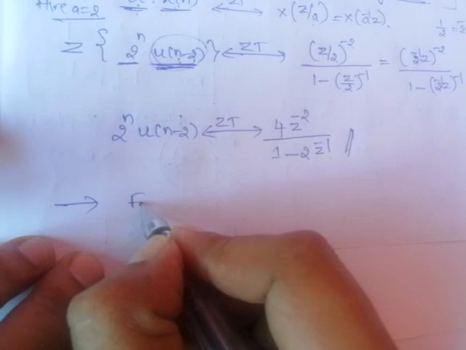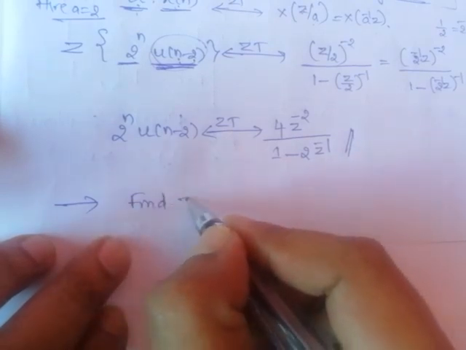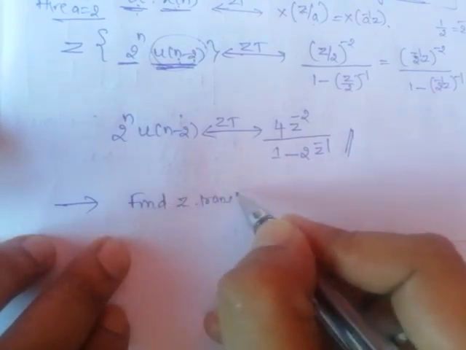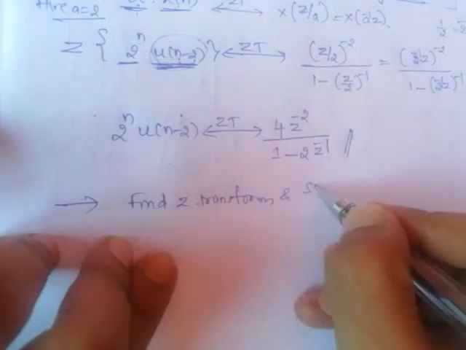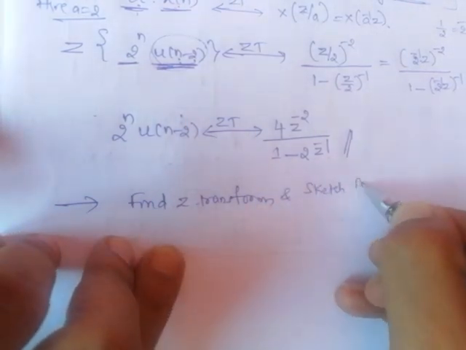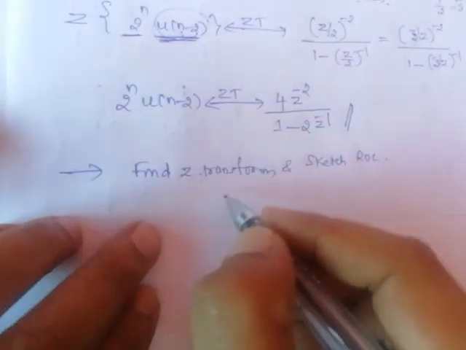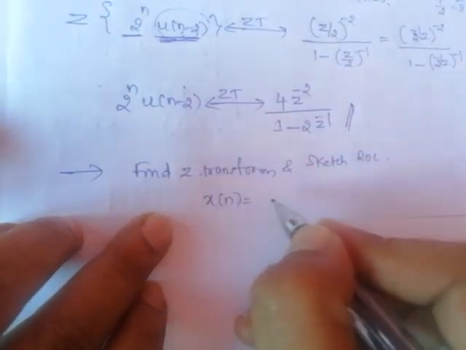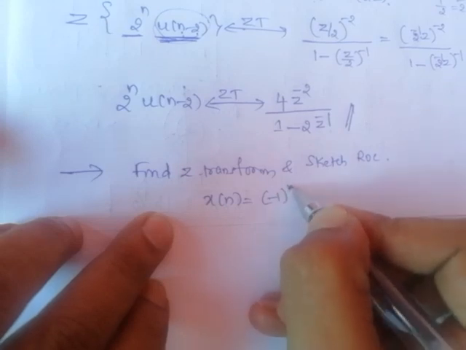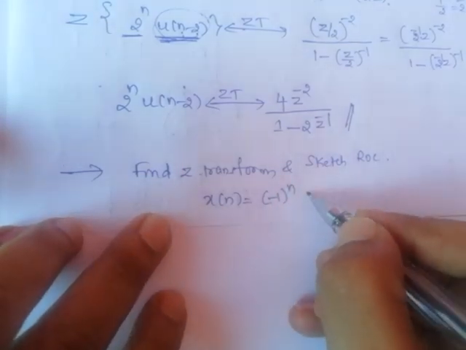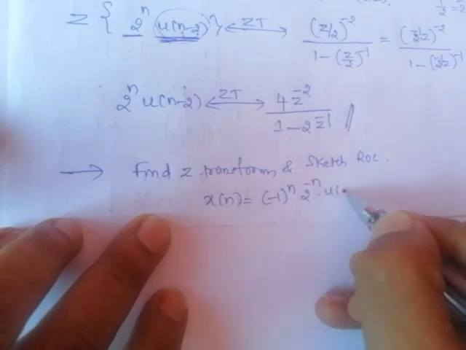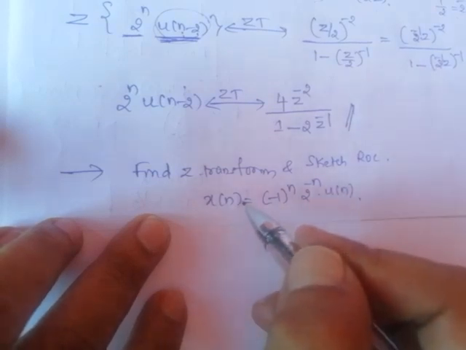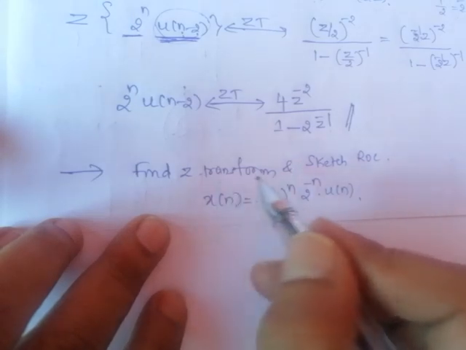Take one more example: find the z transform and sketch the ROC for the sequence x of n equal to minus 1 to the power n, 2 to the power minus n into u of n.